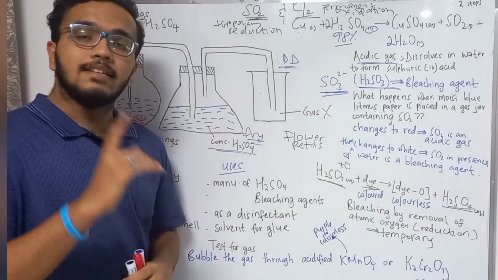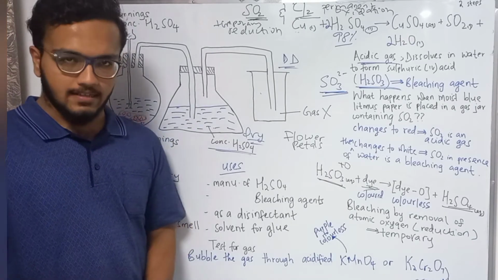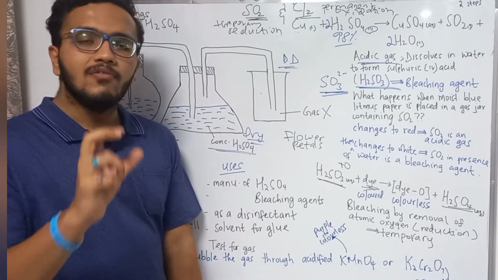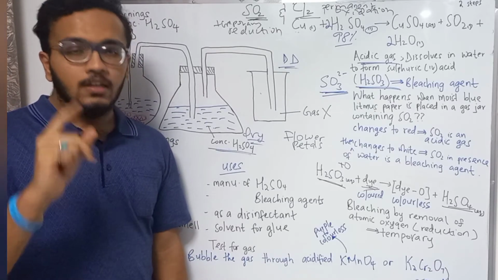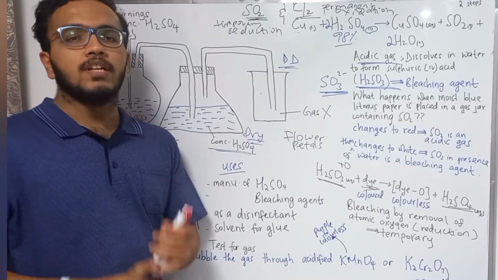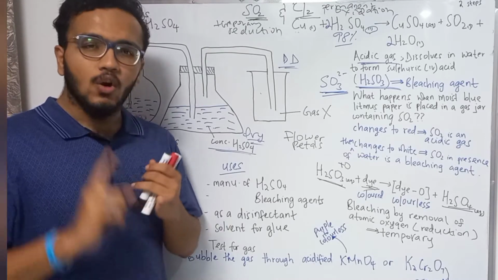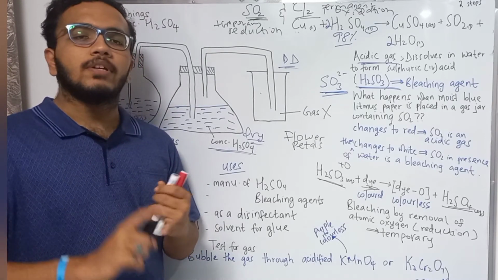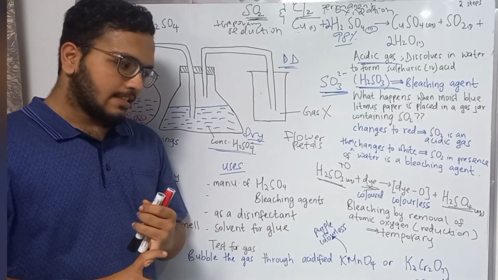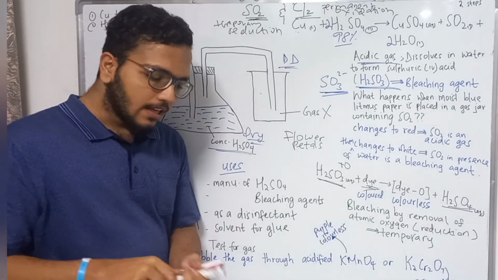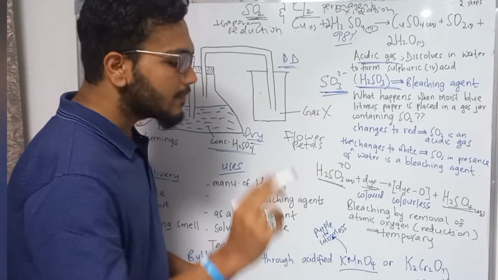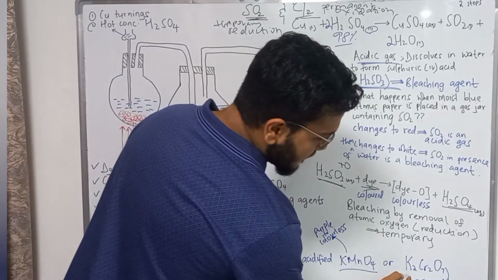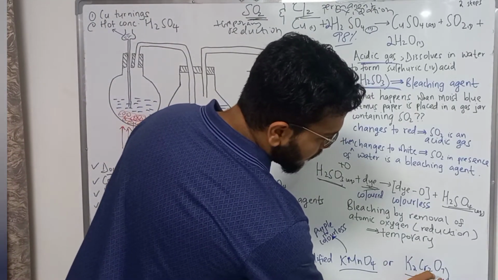Now, what is the test for sulfur 4 oxide gas? You bubble sulfur 4 oxide through a solution. There are 2 solutions you can use: either a solution of potassium manganate 7 or a solution of potassium dichromate 6. Potassium manganate 7 is written as KMnO4 and potassium dichromate 6 is written as K2Cr2O7.